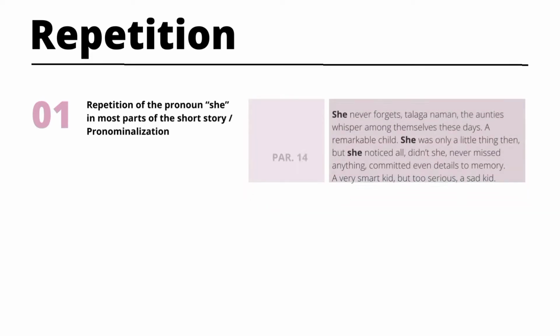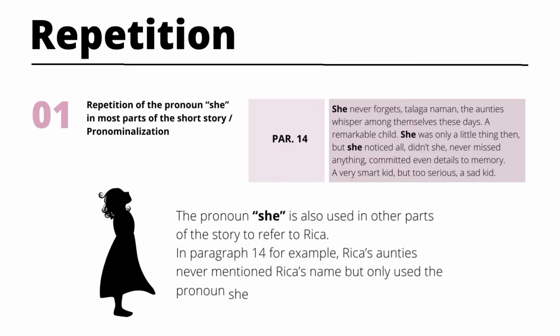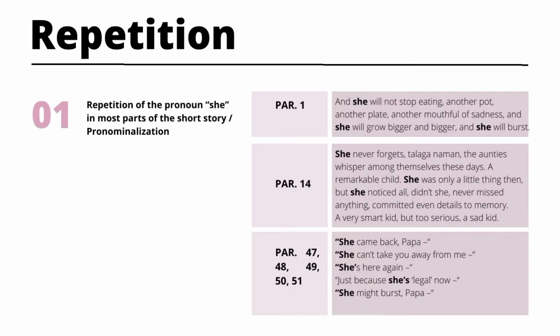The pronoun she is also used in other parts of the story to refer to Rika. In paragraph 14, for example, Rika's aunties never mentioned Rika's name, but only used the pronoun she to refer to her. The writer of the story probably did this intentionally to show that even if Rika is the main character of the story, in real life, she is like a pitiful minor character. This gives readers a sense of understanding and empathy to how lonely and alone Rika feels.